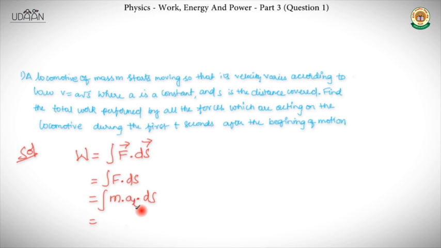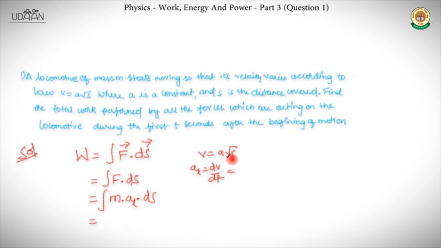So what we will do is use the given law. The given law is v is equal to a under root s. According to the definition of acceleration, al is equal to dv by dt. So we will be differentiating this equation with respect to time.